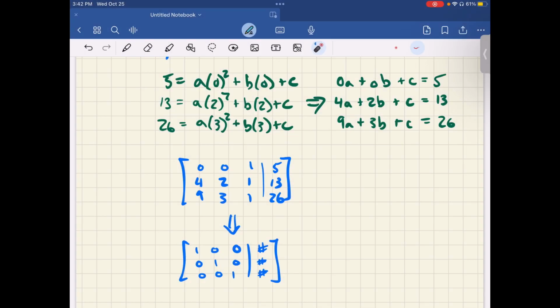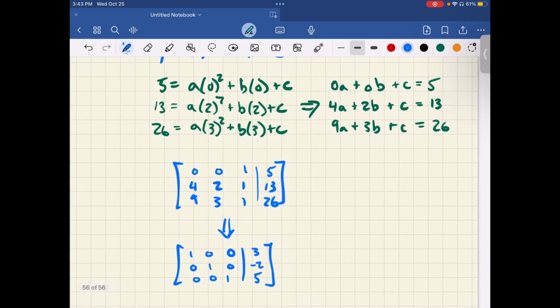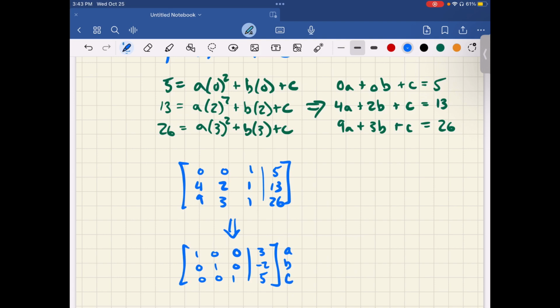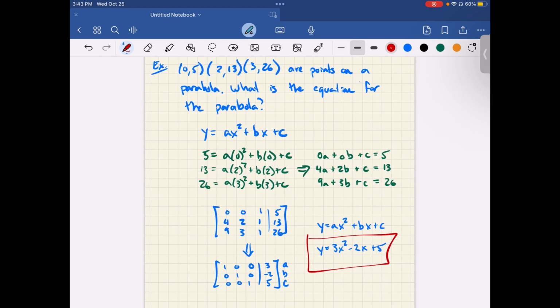All right, so now once I get that row reduced echelon form, I can erase these, and now we can remember that it was a 3, negative 2, and a 5. So I can do my row operations by hand, or I can have the calculator do that for me. Now, what this tells me is that is A, B, and C. And if I plug it back into my original equation of y equals ax squared plus bx plus c, my function now ends up being 3x squared minus 2x plus 5. So this equation is going to contain the 3 points from earlier in our problem.